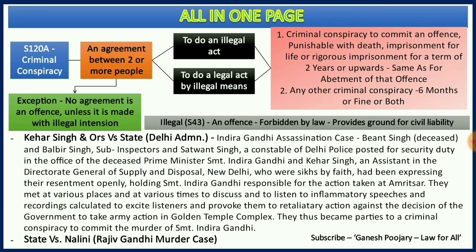The last box discusses the punishment. I just forgot to mention the section there. The first punishment discusses criminal conspiracy to commit an offense punishable with death, imprisonment for life or rigorous imprisonment for a term of 2 years or upwards, where the punishment will be the same as for the abetment of that particular offense. Now we have discussed in my previous 4 videos everything related to abetment, and whatever punishment is available there for that particular offense, the same will be considered for criminal conspiracy also. That is a very important aspect.